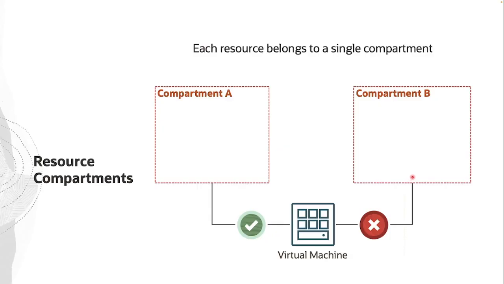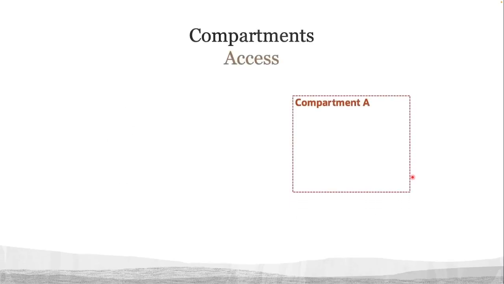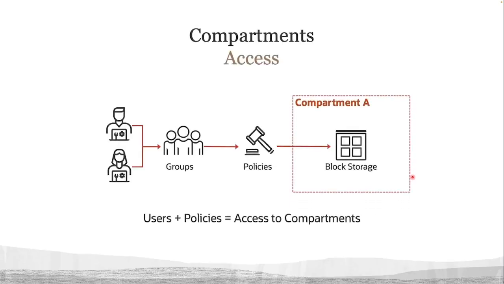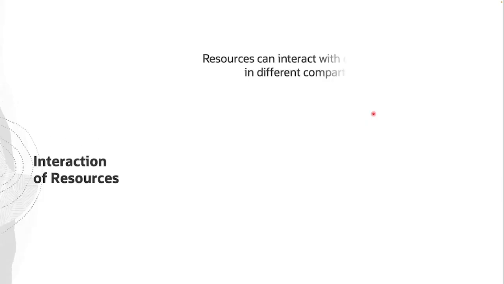Now the second one is about how we control access to the compartment or resources within that compartment. We have seen how we perform authorization for users to access resources, where a user belongs to a particular group and then we write a policy statement. In that policy statement, we specify the tenancy or a particular compartment. That means they can have access to the resources but within that compartment only. Like you can see in this example, we will allow a group to manage block storage but only in compartment A.